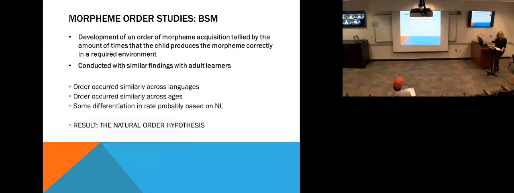So in order to test this, they did what's called the morpheme order studies using the BSM. Now, why would they choose to do morpheme order studies, do you think? Very straightforward answer. Don't make it too complicated. Because they get complicated. The simple parts of language are learned first.